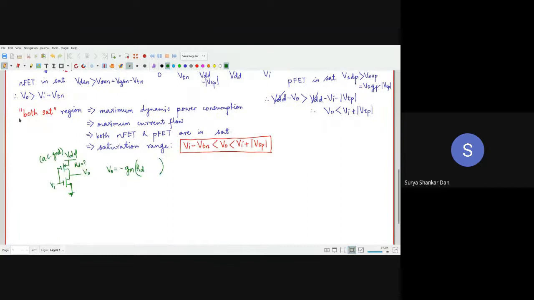What will be RD? RO2, exactly. Very good. Thank you. RO2, the on resistance of the transistor M2. Very nice. Now, what will be the RC network? Here there is no capacitance at all, so it is going to be an ideal one.